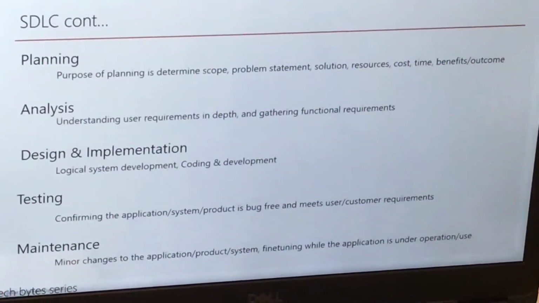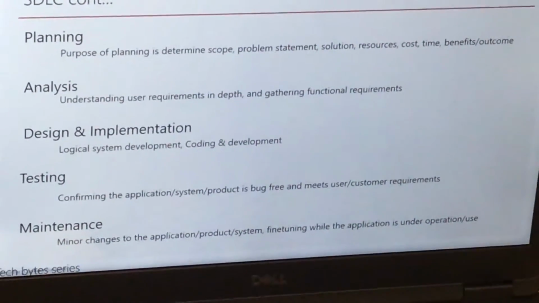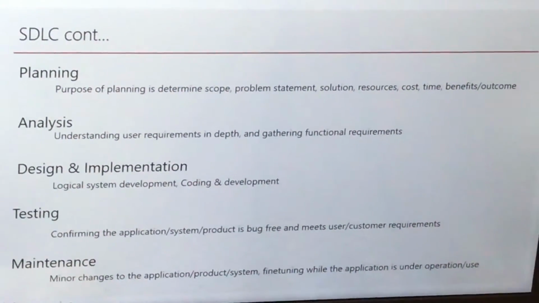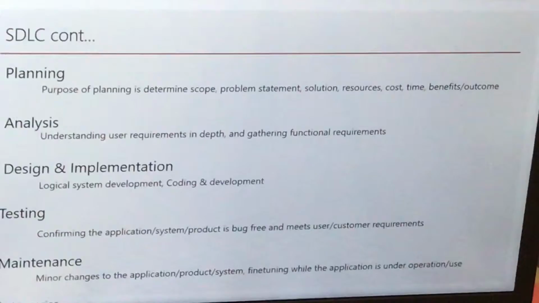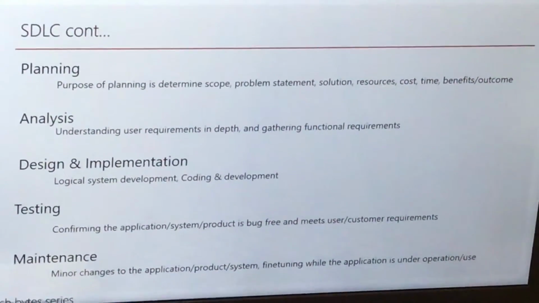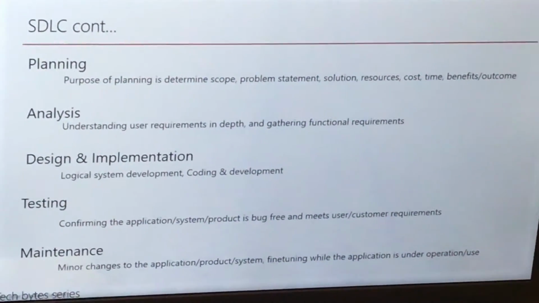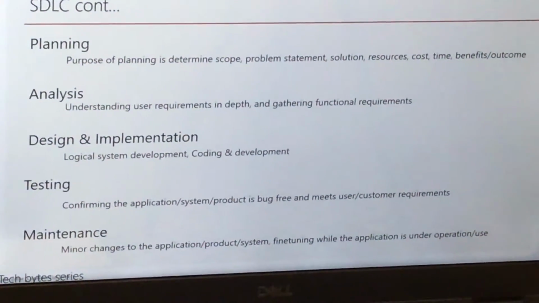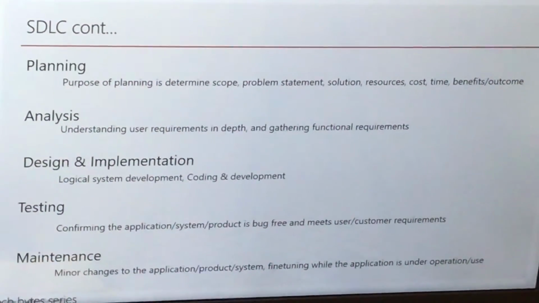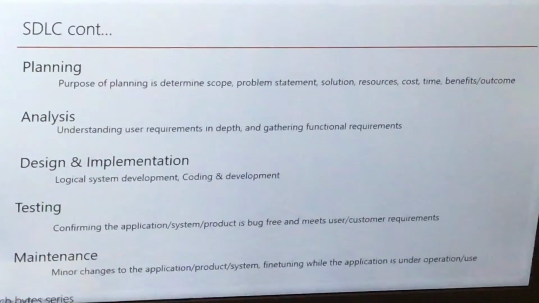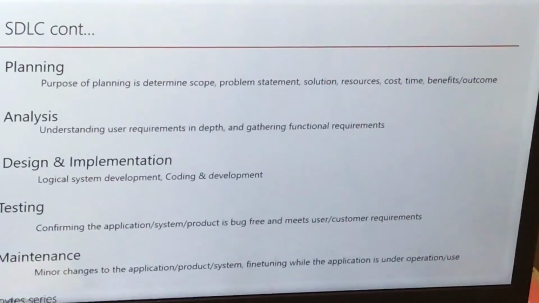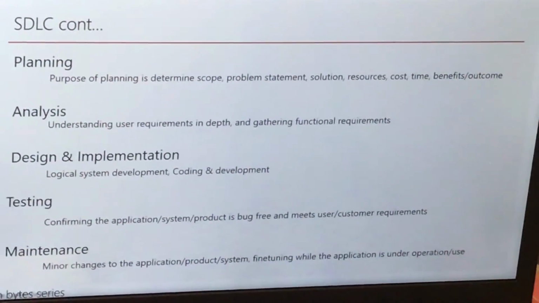In the design phase, we come to the logical system development. We understand how the system works, which could be prototyping or pseudo coding. All this comes into the design phase. The implementation is the coding and development phase, where we actually develop the application based on what the customer is looking for and what the requirements are. This is followed by the testing phase, which confirms that the application or system is bug free and meets the user requirements.